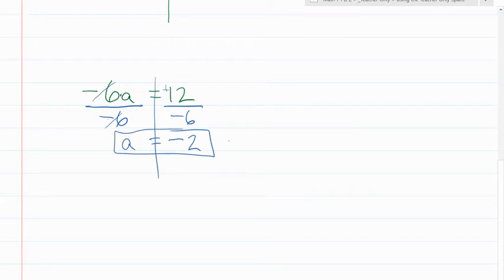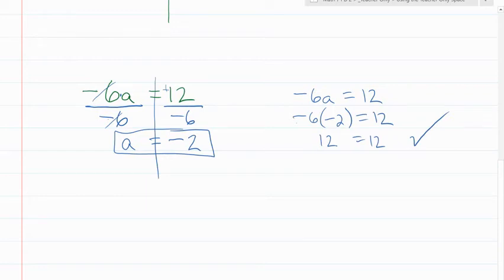Double checking our answer. Negative 6 times a needs to equal 12. Negative 6 times what we think a is, negative 2, needs to equal 12. Negative times negative is positive, and 6 times 2, 12 equals 12. So we know we are good there. Go ahead and pause that and make sure not only that you have those answers, but that you're showing this work in the right way as well.